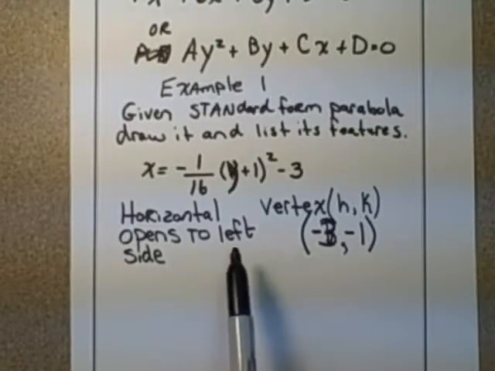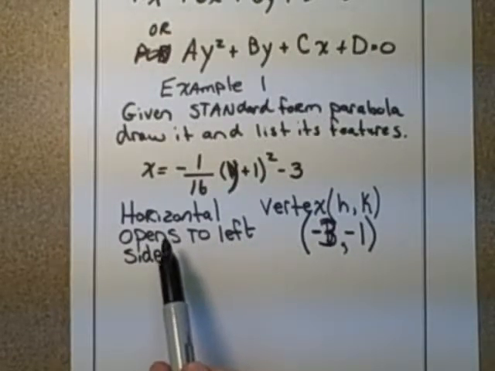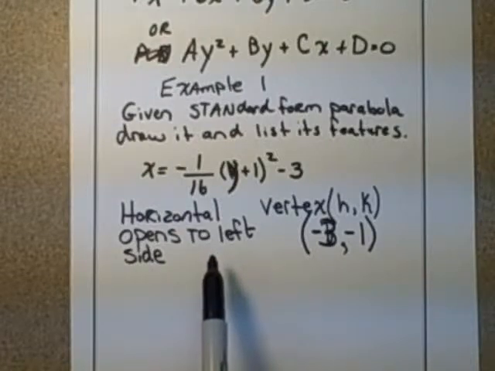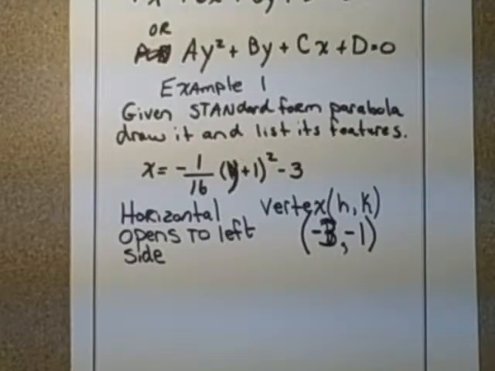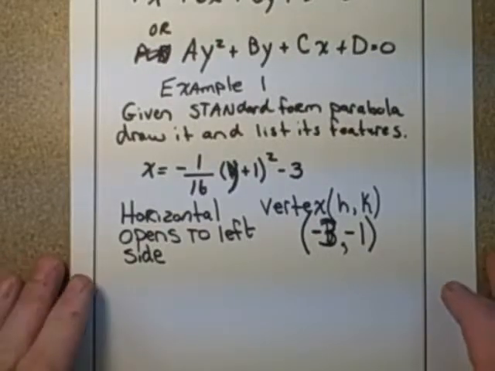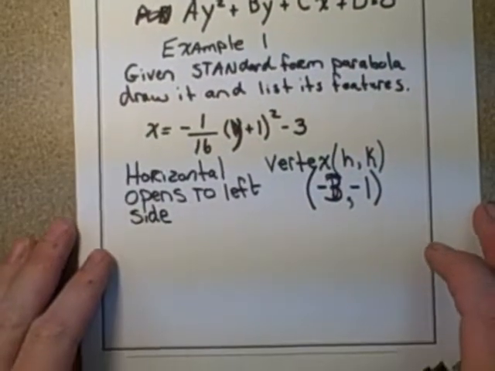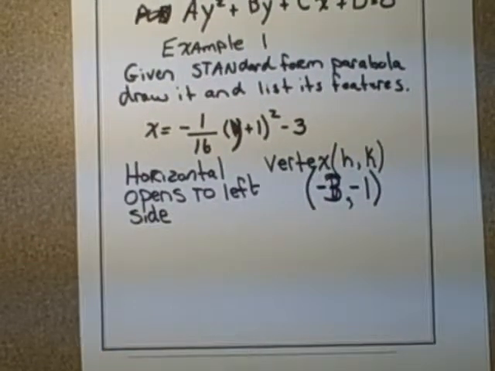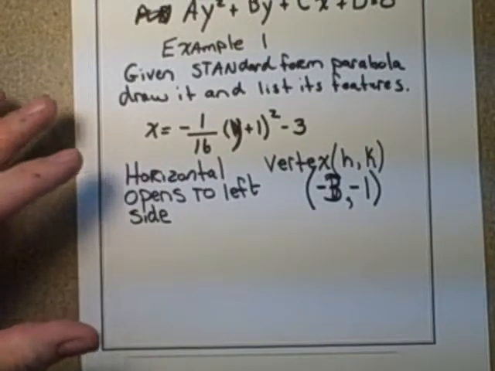Okay, so now we have the vertex, and we have a horizontal parabola opening left. So we should calculate the p-value. By calculating the p-value, that's going to allow us to find the focus point and the directrix line. So we're going to move this up a little bit, and then we will sketch the parabola as we're doing this.